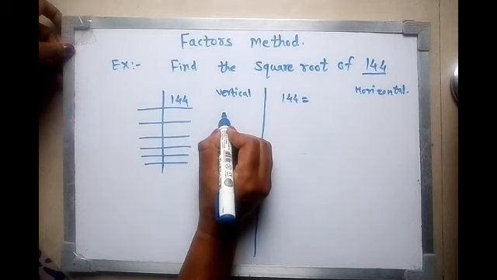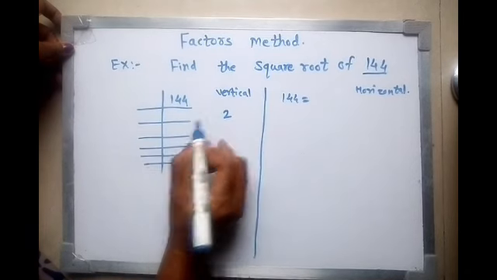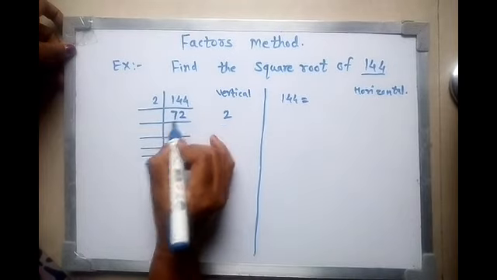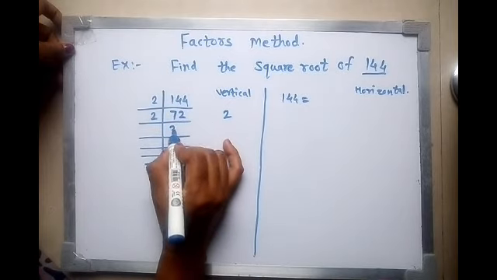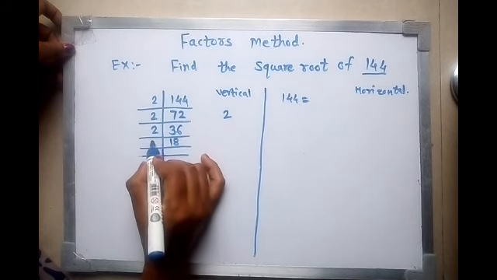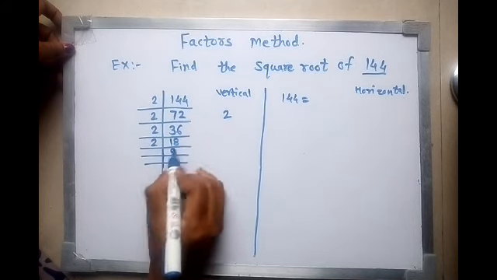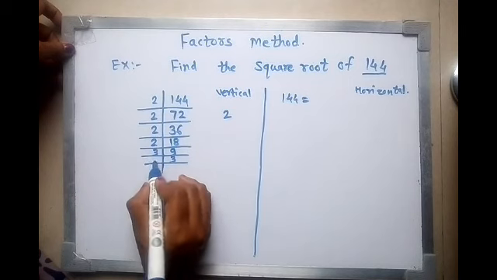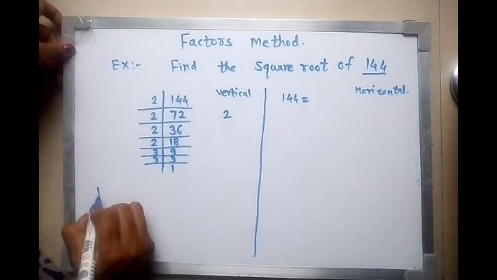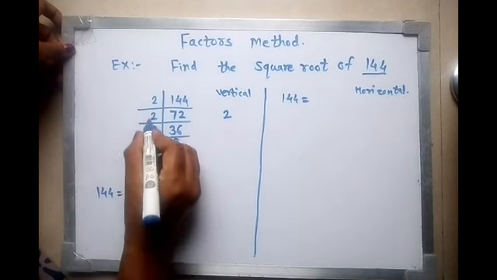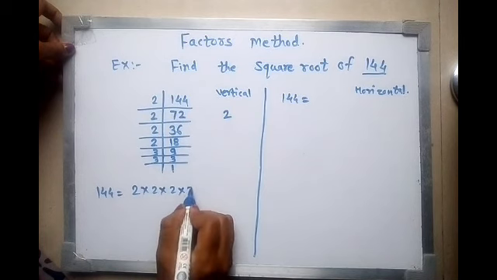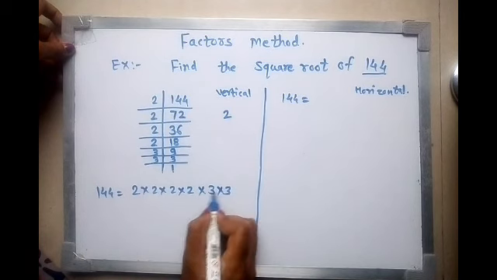144 is an even number, so divide by 2. 2 sevens are 14, 2 twos are 4, 2 threes are 6, 2 sixes are 12, 2 nines are 18, 3 threes are 9, 3 ones are 3. I write down the factors of 144: 2 into 2, 2 into 2, 3 into 3.